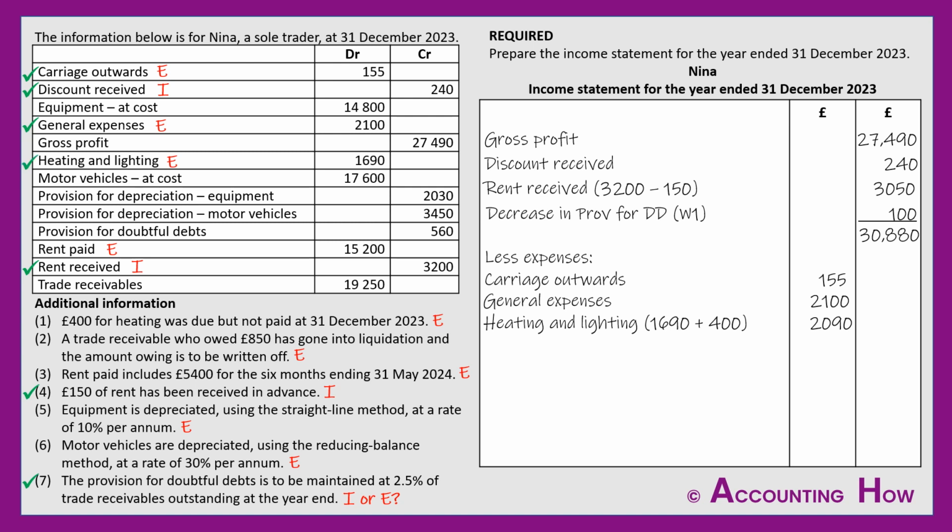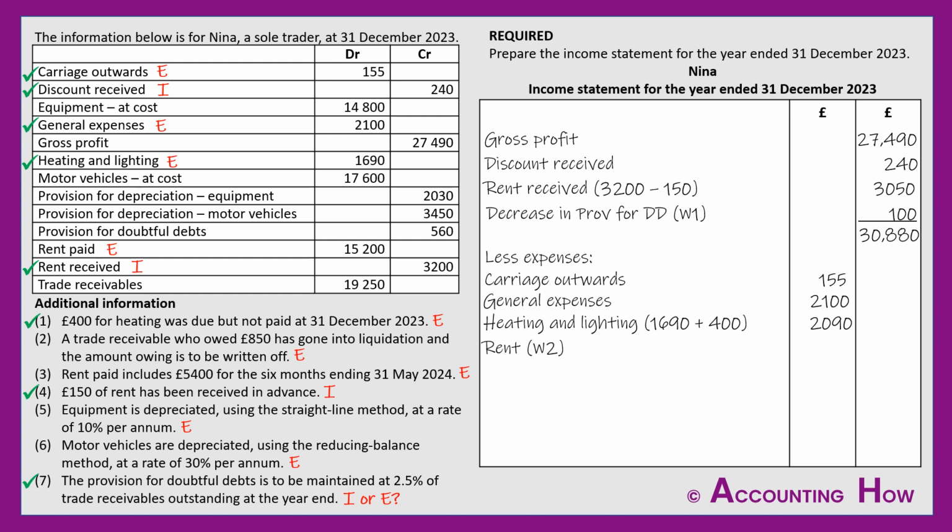And let's get some ticks going. So we've done the heating and lighting there, and we've dealt with item 1. Next thing then, I have got the rent that she's been paying. So it says rent paid £15,200. But item number 3 told me the rent paid includes £5,400 for the 6 months ending 31st of May 2024. So I'm going to need a little bit of working here then.